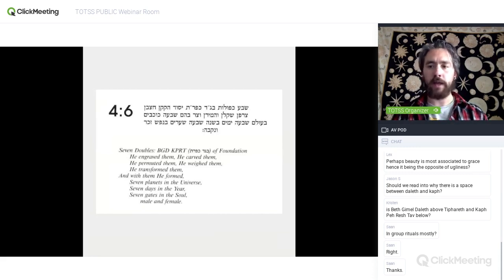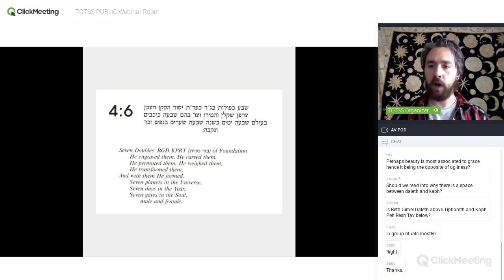Now, as I talked about last week, the grammar can be read in 2 different ways. We can read it in the third person, he engraved them, he carved them, or it could be read as imperative. So it's instructing you to engrave them, carve them, permute them, weigh them, transform them. And with them form 7 planets in the universe, 7 days in the year, 7 gates in the soul, male and female. So this could also be instructions in meditational and magical technique.